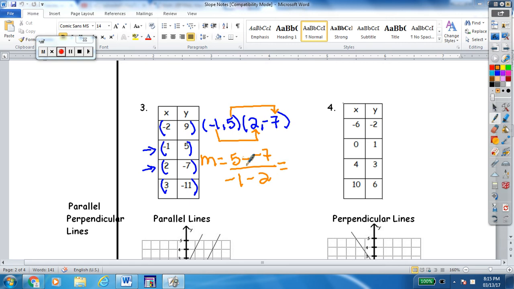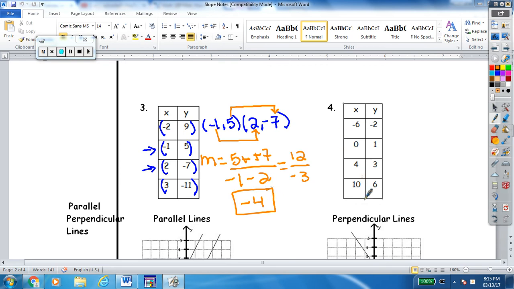So that gives us two negatives. That's going to be 5 plus 7 is 12, and on the bottom, -3. So 12 divided by -3 is -4. And that is our slope. And if you had picked two other points on here, you would have gotten the same result. So it doesn't matter.